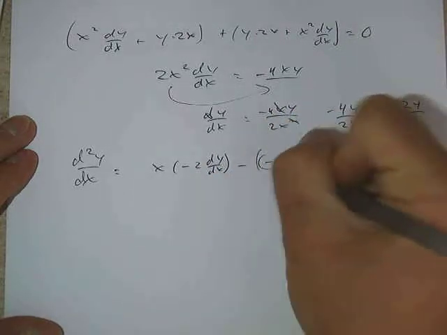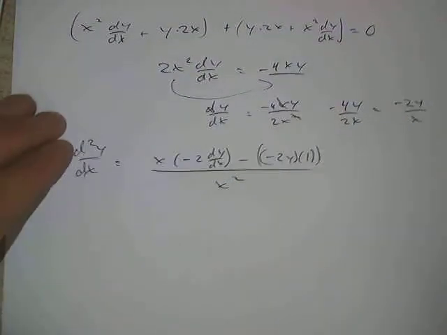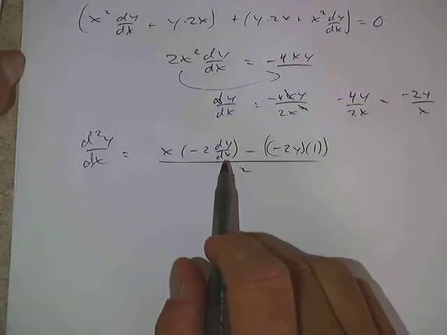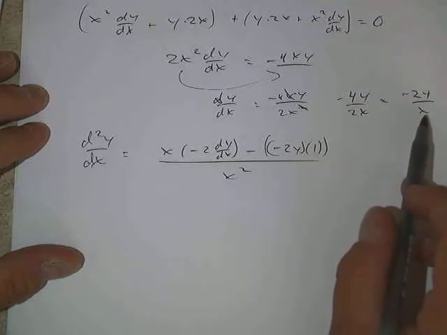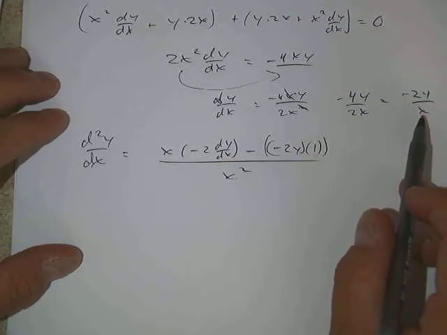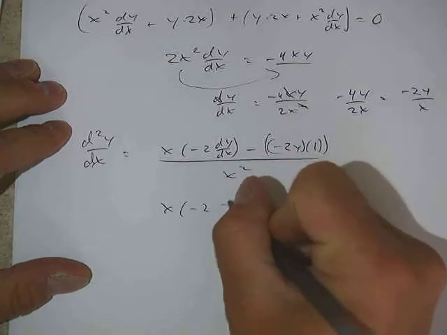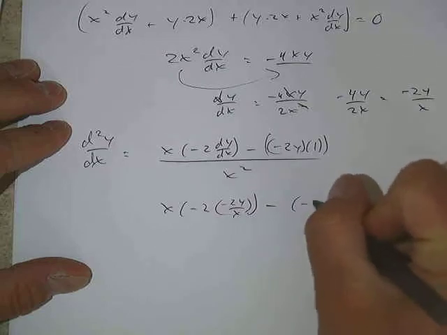There we go. Alright, if we simplify it, the more we simplify, the easier it's going to be to find another derivative of it. So if that's our derivative, then we do quotient rule. So bottom times the derivative of the top minus the top times the derivative of the bottom, all over the bottom squared.